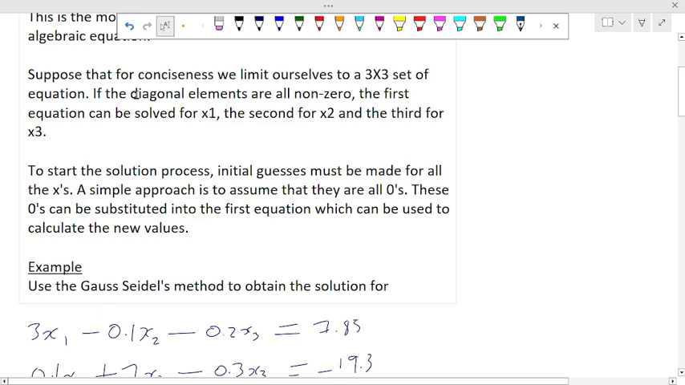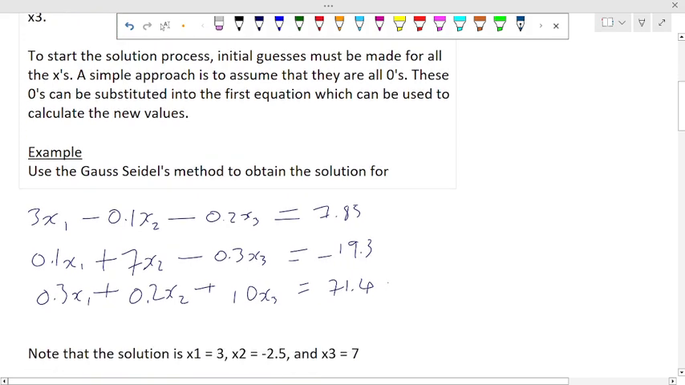If the diagonal elements are all non-zero, the first equation can be solved for x1, the second for x2, and the third for x3. To start the solution process, initial guesses must be made for all the x's. The simple approach is to assume that they are all zeros. These zeros can be substituted into the first equation, which can be used to calculate the new values. I'll show you exactly what all this means with an example.